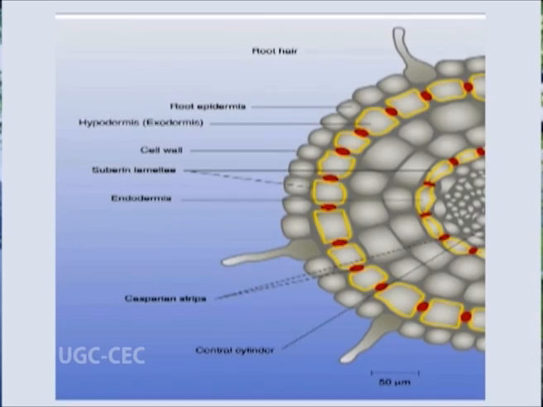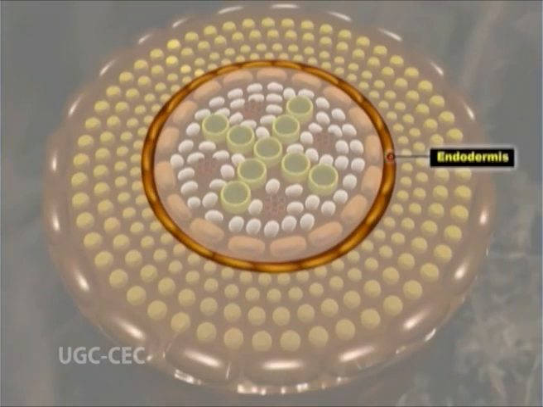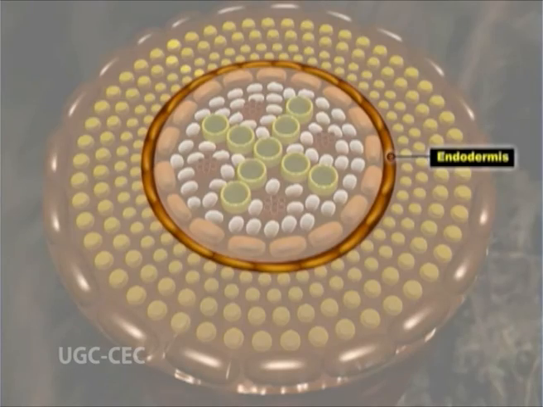The outermost layer or layers of cortex may be differentiated as exodermis or hypodermis with suberized walls, and the innermost layer is differentiated as endodermis. Endodermis is well developed in roots. It lies in between the cortex and the pericycle.